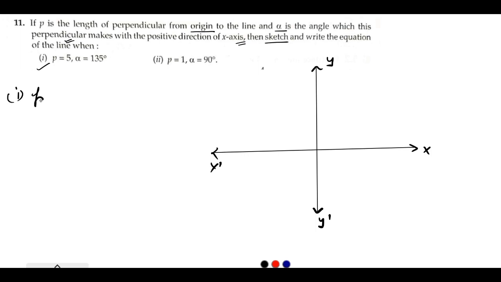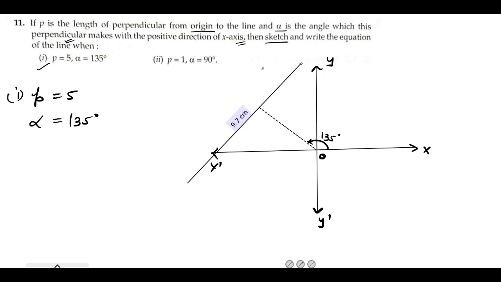For first part, P is equal to 5, length of perpendicular, and alpha is 135. Alpha is the angle which perpendicular makes with positive direction of x-axis. And perpendicular is drawn from origin, means 135. Suppose this is the angle 135, then this is perpendicular. And a line will be this, and this is the length of perpendicular, that is 5.